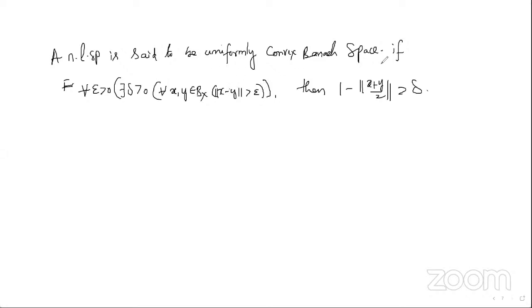And it has been proved that any closed convex bounded subset of a uniformly convex Banach space will have normal structure. So we will recall this one later.